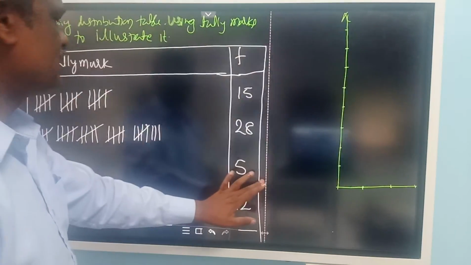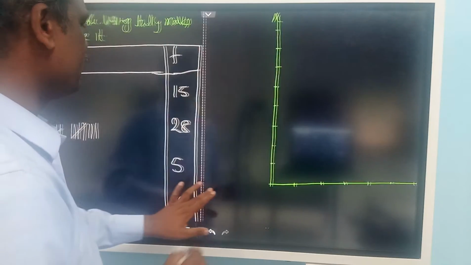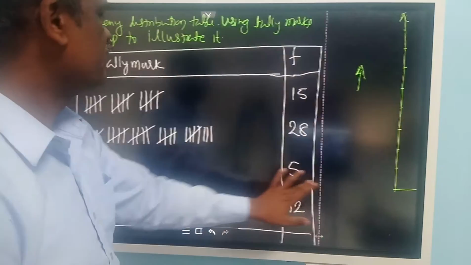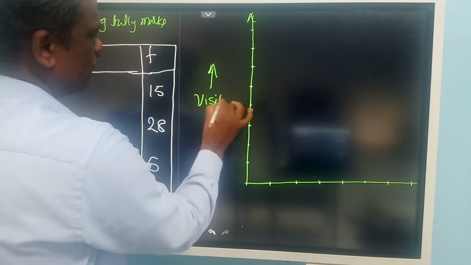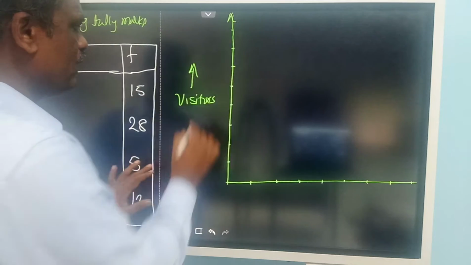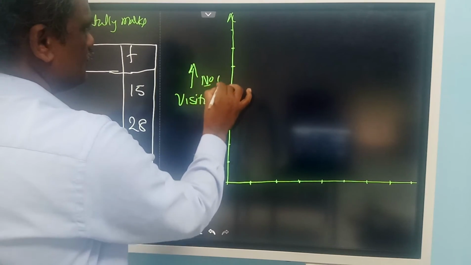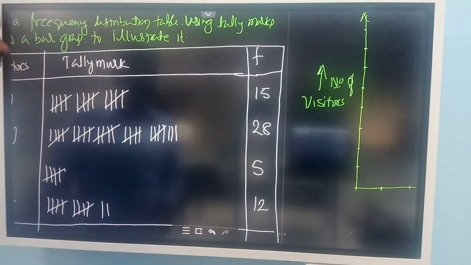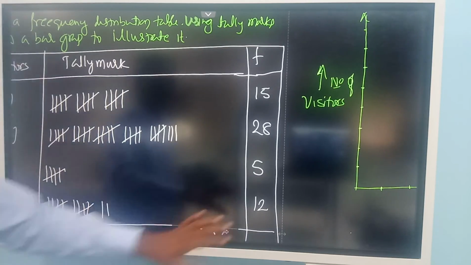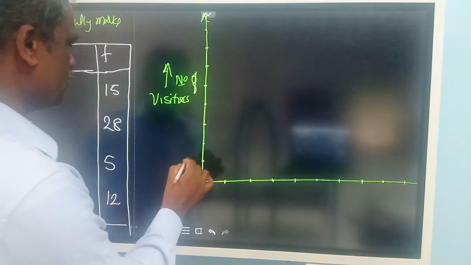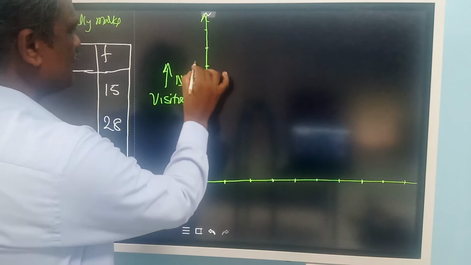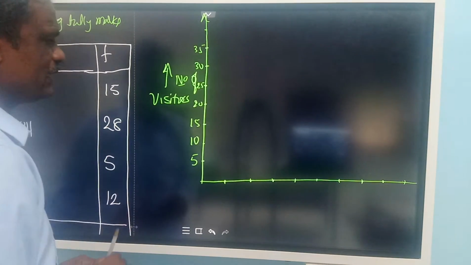Along the x-axis what you have to take, along the y-axis what you have to take, see this one. Along the vertical line you have to take the number of visitors. So you have to take the scale here. See, the lowest one is 5, the highest is 28. So what can you take? You can take 5, 10, 15, 20, 25, 30, 35 like that. You can take the data.